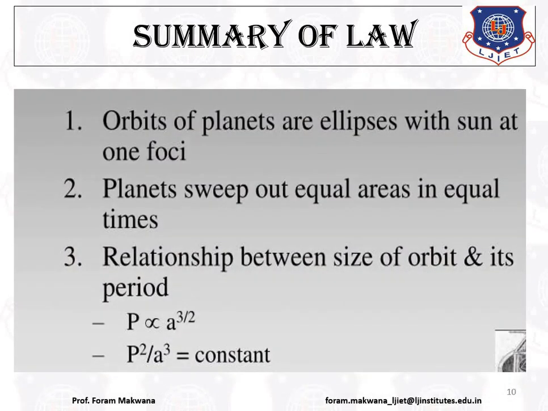Now, summary of Kepler's three laws. First law defines the orbits of planets are ellipse with Sun at one of the foci. Second law states planets sweep out equal area in equal time. And the third law defines the relationship between the size of orbit and its period. That is, P is directly proportional to a raised to 3 by 2.